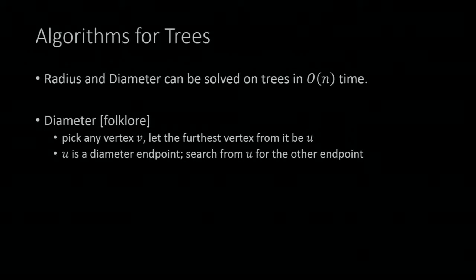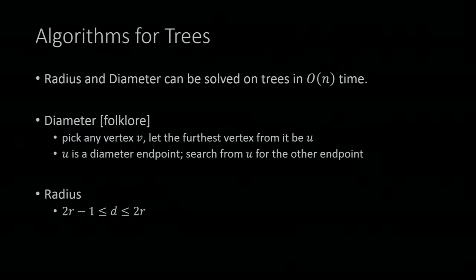So the algorithm for diameter is folklore, but it goes as follows. You start at any vertex V inside the graph, and you find the furthest vertex from it, and we claim that that has to be one of the endpoints of the diameter. And then you can just search from the furthest vertex for the other endpoint, and you'll know the diameter of the graph. And the reason why this is true is, if the diameter doesn't involve you as one of the endpoints, then you can find a longer path inside the graph, because inside a tree, there's really only one path between two nodes.